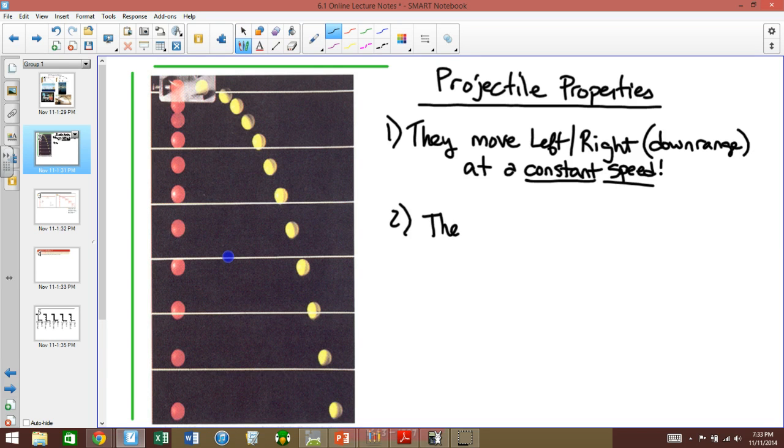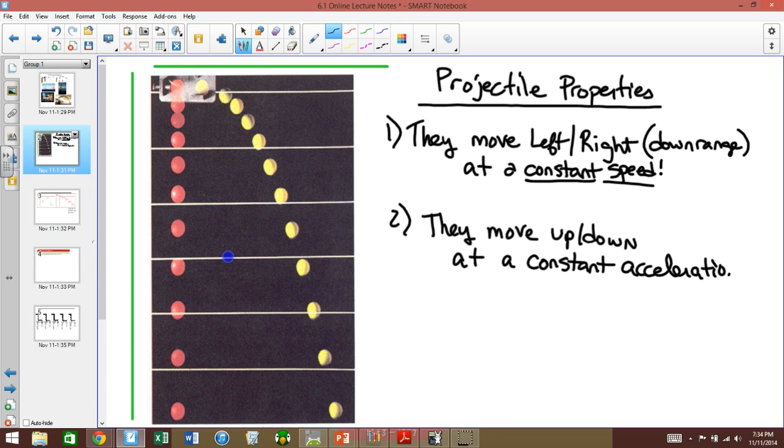They move up and down, well, at a constant acceleration. And that acceleration is 9.80 meters per second squared. Just like the constant speed is whatever speed you fire it with. So you can have different speeds, but it's really important that they move up and down at a constant acceleration. They move left and right at a constant speed.